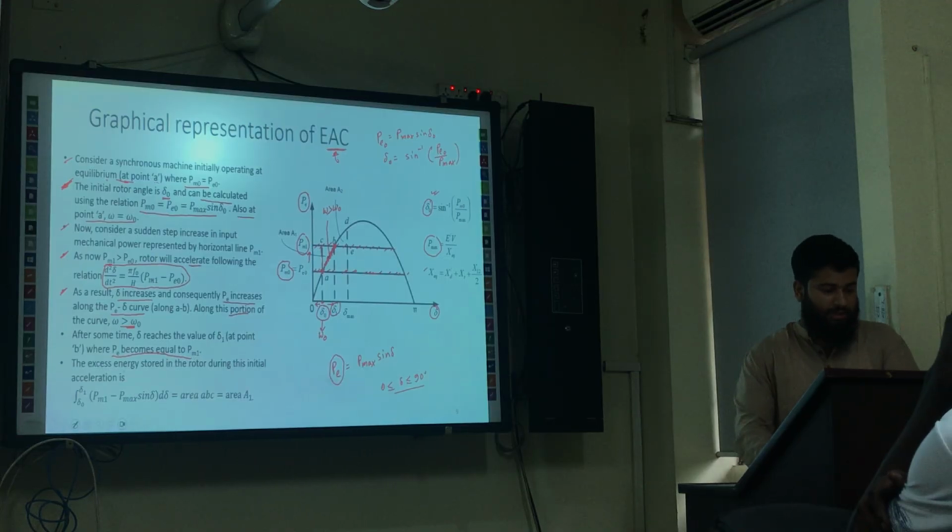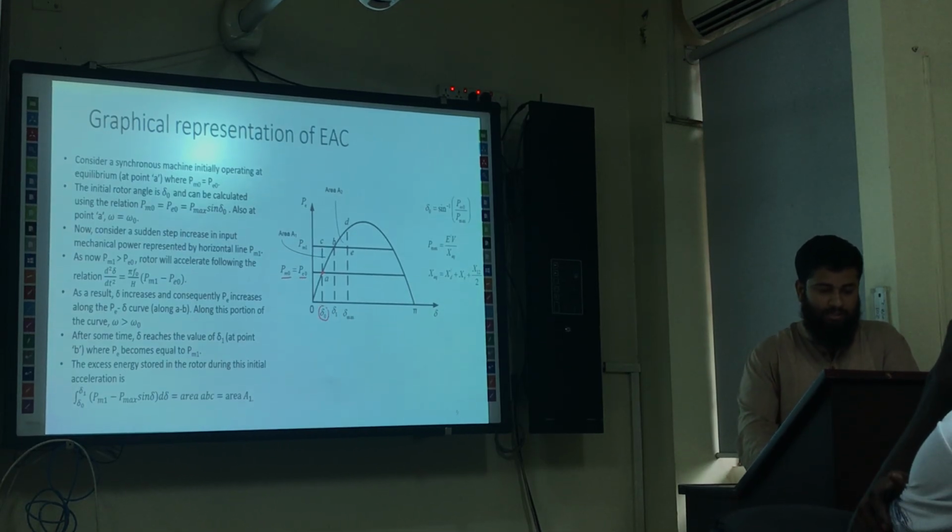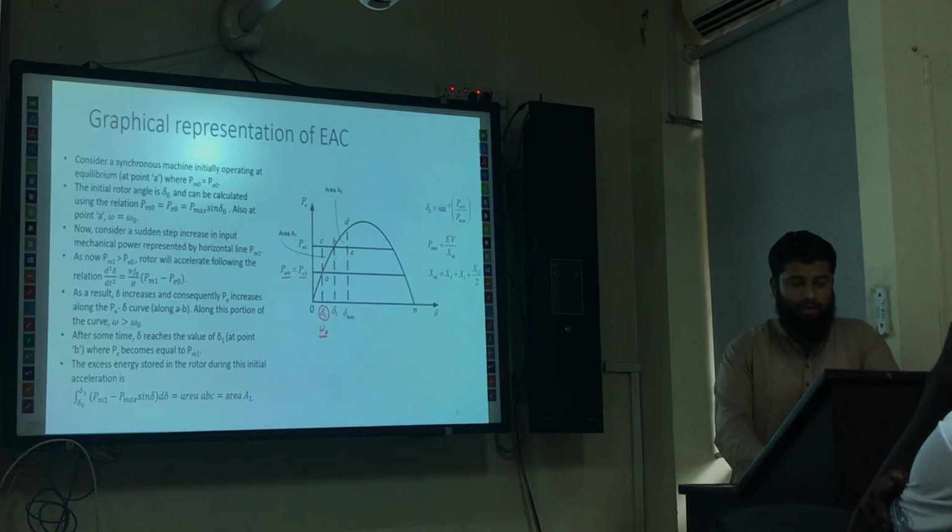So if I do the summary, what I am trying to say is that this is point A, the equilibrium at which our PM0 was equal to PE0. In this case, the rotor angle is delta naught and the rotor speed is omega naught, that is the synchronous speed. Then we have applied a higher amount of mechanical input power, that is PM1.